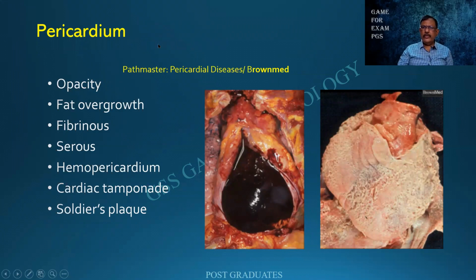So in the pericardium, we should look for the opacity, the overgrowth of fat, fibrous, serous or hemopericardium, cardiac tamponade, a soldier's plaque. Soldier's plaque is an organized fibrinous pericarditis that is seen as a badge on the heart itself. It is as though a soldier is wearing a badge on his chest. These are terminologies found in the earlier editions of Robbins. Nowadays, you might not find them there because of want of space.